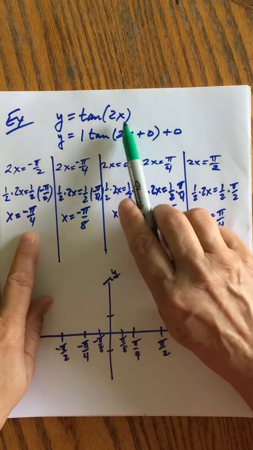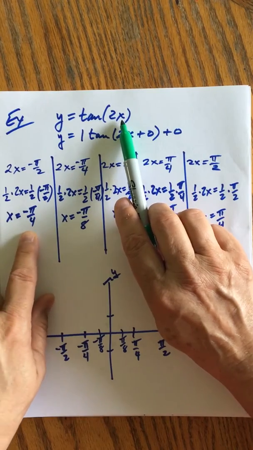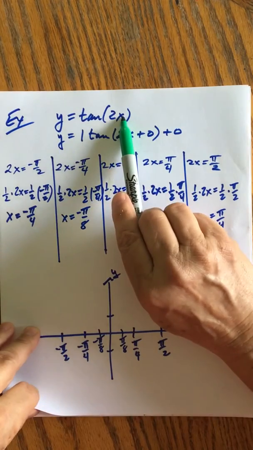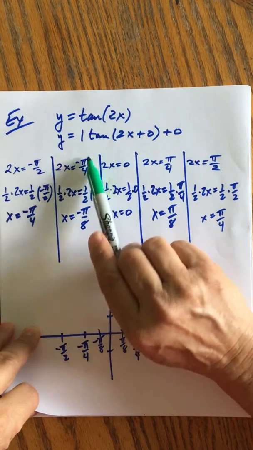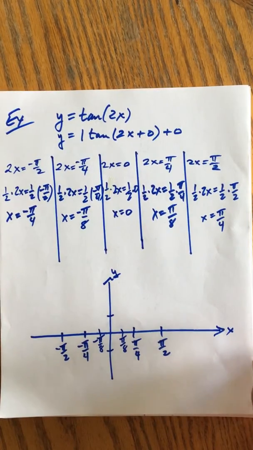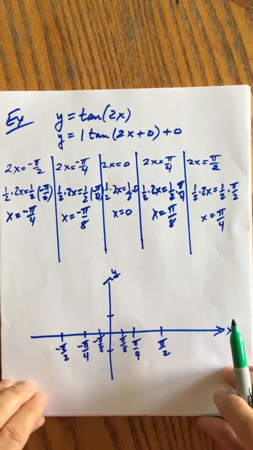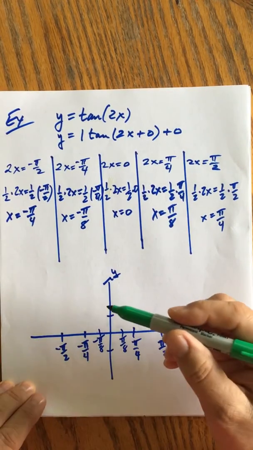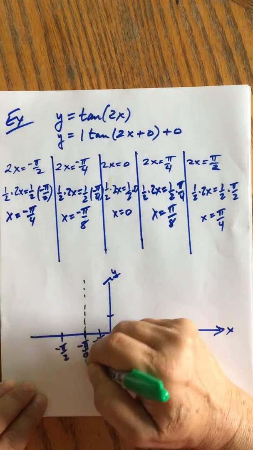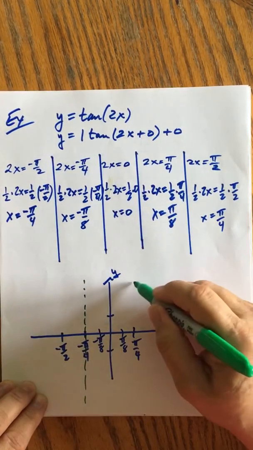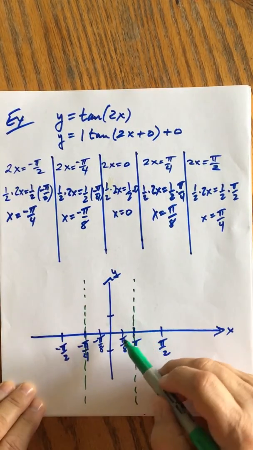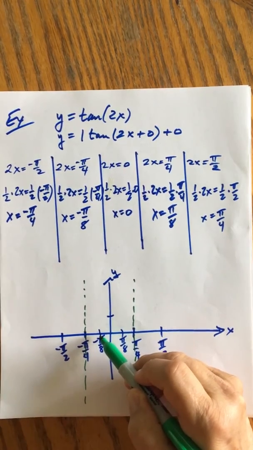So when I put in negative pi over 4 in here, I'll end up taking the tangent of negative pi over 2. And when I put in negative pi over 8 in here, I'll end up taking the tangent of negative pi over 4. So that's really what I'm looking for in terms of behavior. So now let's start putting this in. First, at negative pi over 4, I'm going to have an asymptote. And then at pi over 4, I'm going to have an asymptote.